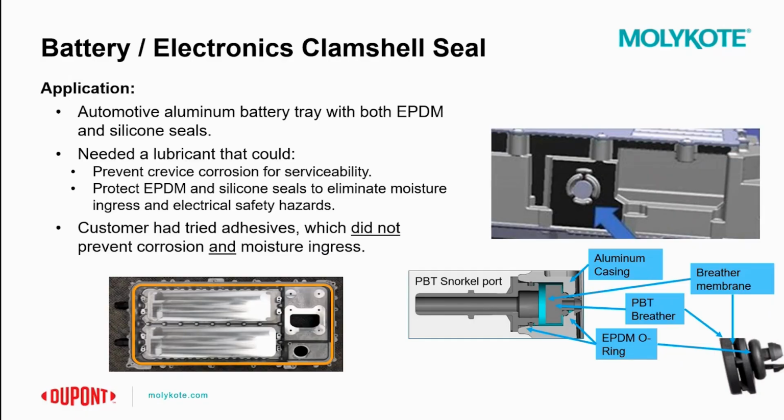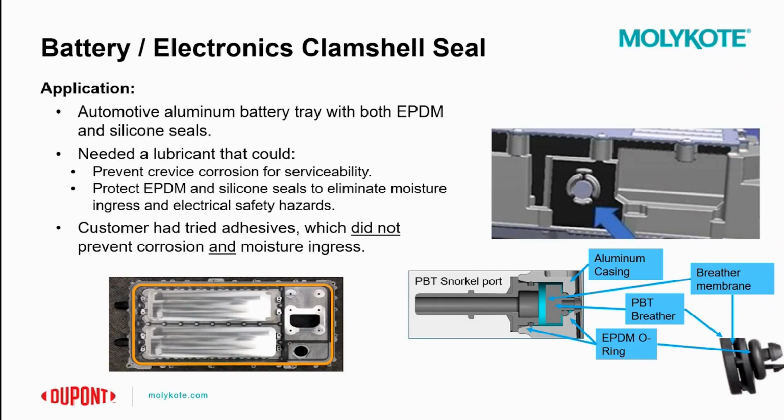While a clamshell seal can cross over through many industries, this application was specifically an aluminum automotive battery tray with both EPDM and silicone seals. I mentioned both the EPDM and silicone seals as that will be important later. As you can see in the bottom left picture, we have the aluminum clamshell and its silicone seal that stretches around the perimeter. Then in the photos on the right, there are several PBT breather ports in the aluminum clamshell that have utilized an EPDM seal.